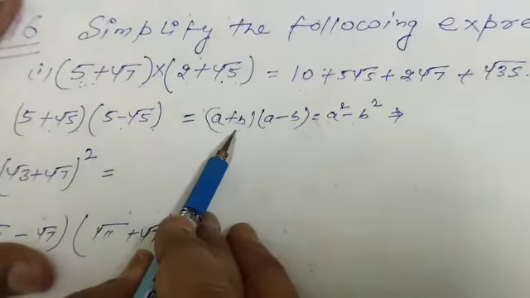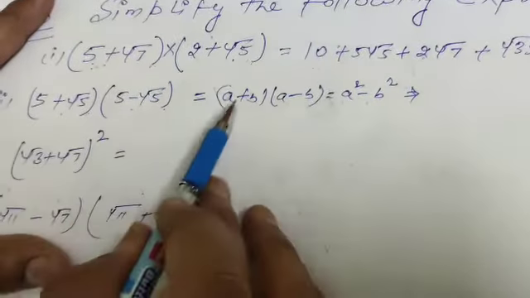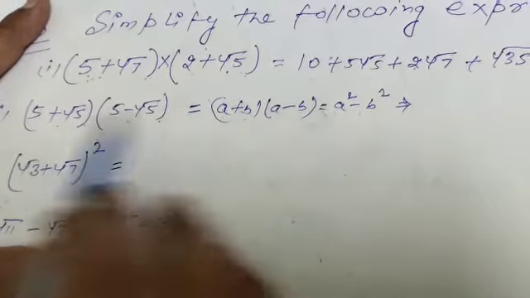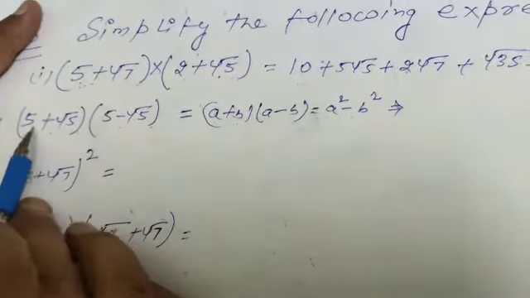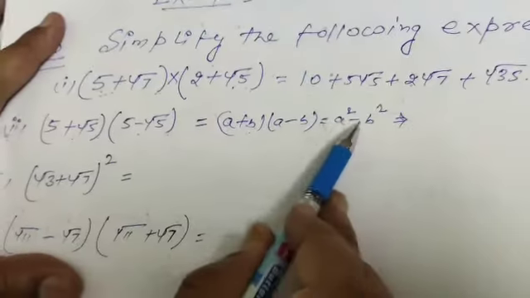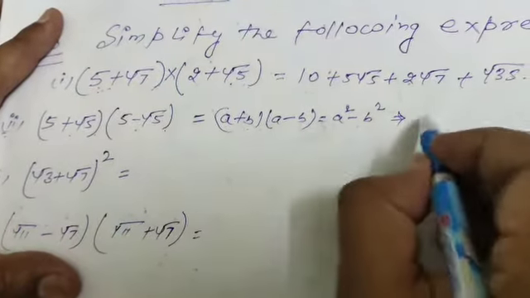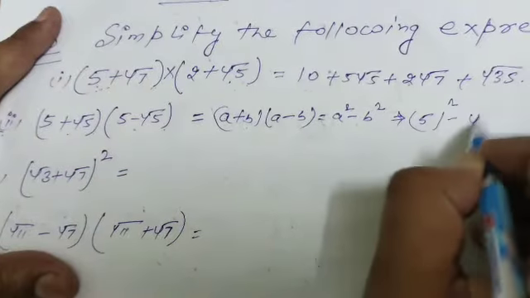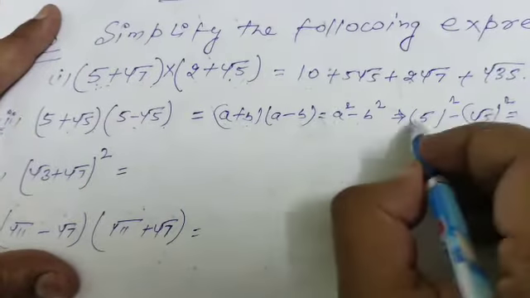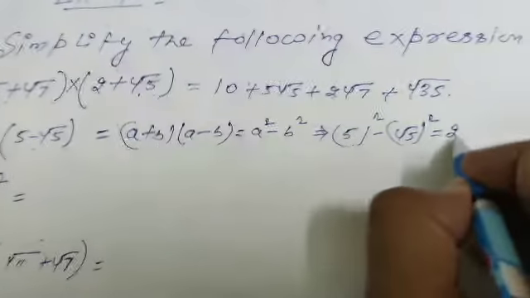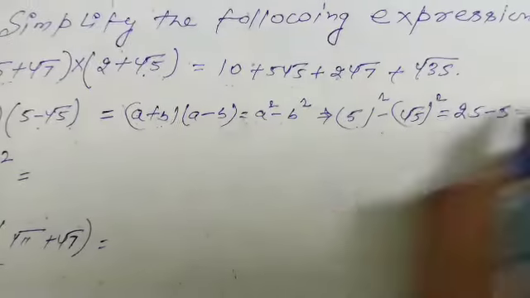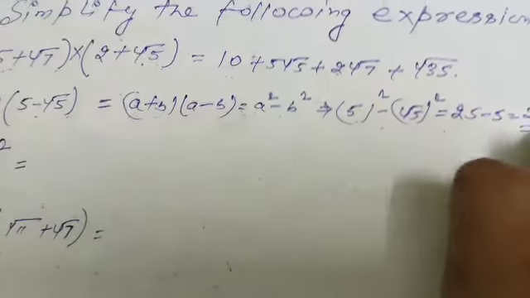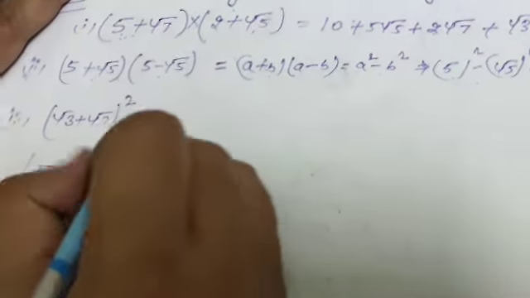Why are we applying this formula? Let's see over here. a equals 5 and we can represent b as root 5. This is a plus b into a minus b equals a square minus b square. This is 5 square minus root 5 square. 5 square is 25 and root 5 square is 5. What is happening over here? 25 minus 5 equals 20. Clear? Let us move to the third example.